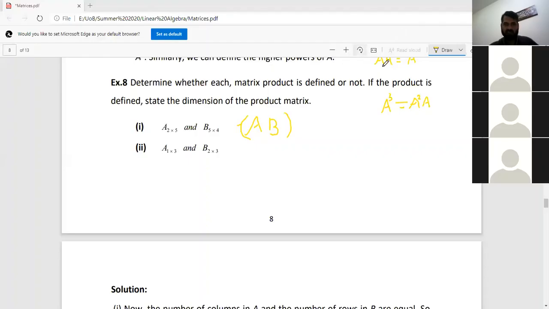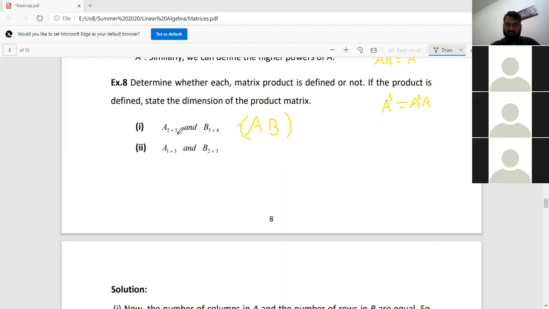Where is your chat? Here is your chat. Okay, can anyone write what is the order of this product AB? A is 2 by 5, B is 5 by 4. So I am getting answers from Shekha and from Noof, Marwan. All are correct. 2 into 4. Good. So we are getting 2 into 4.